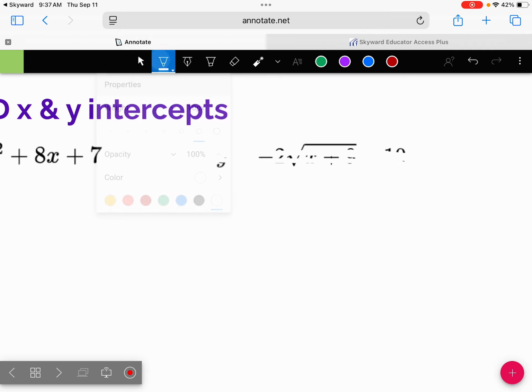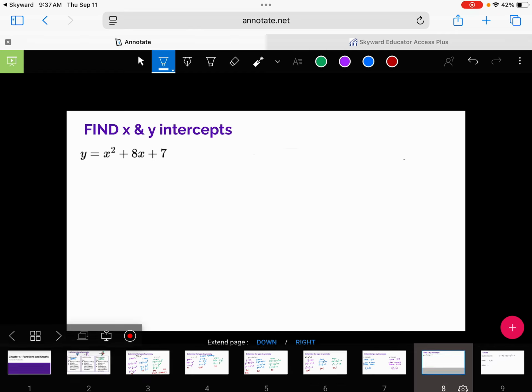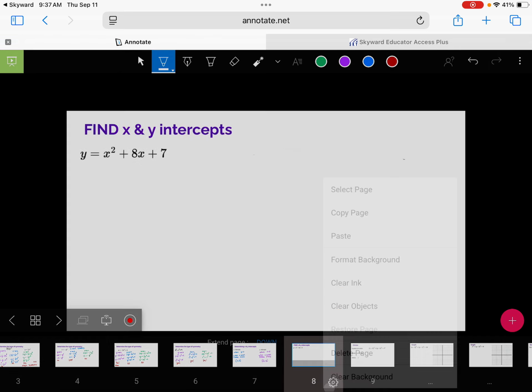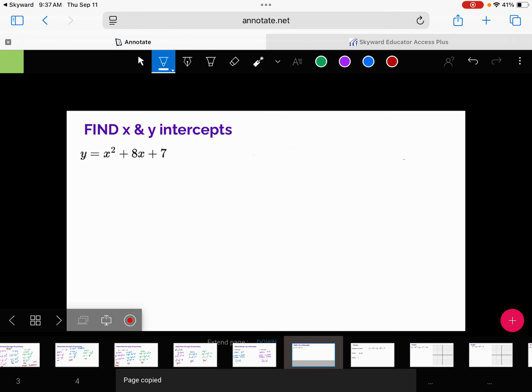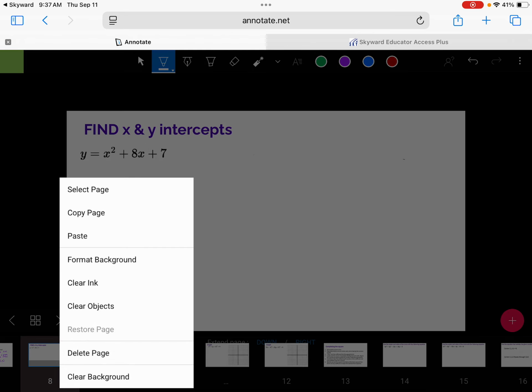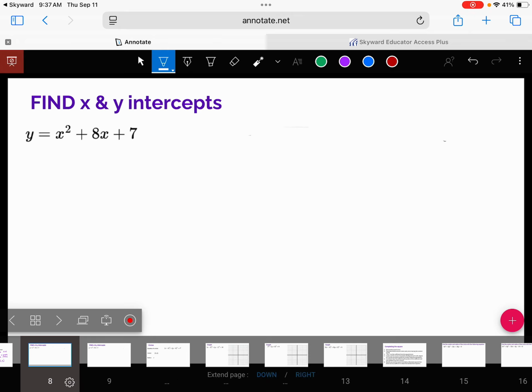And we're going to find a couple of x and y intercepts to practice this. We're going to start with something familiar, though. Starting with something like this. We've seen these kind of guys before. We've worked with quadratics.